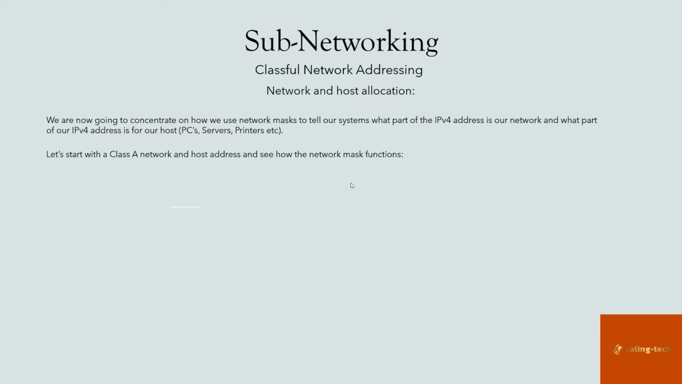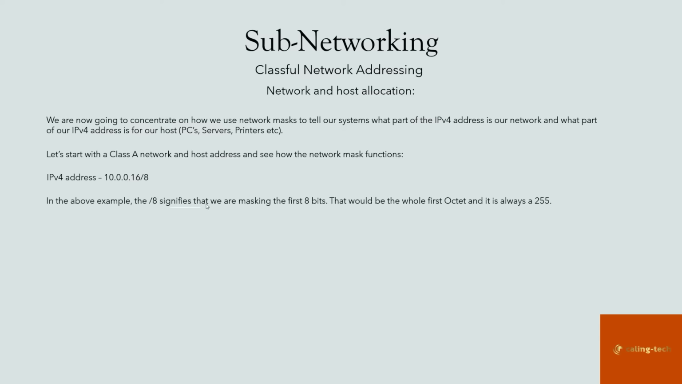So let's start with a Class A network and host address, and we're going to see how the network mask functions. The address that we'll look at is 10.0.0.16/8. The /8 signifies that we are masking the first 8 bits. In other words, the first octet or the first byte. And it's always 255.